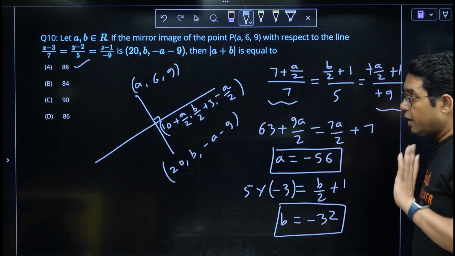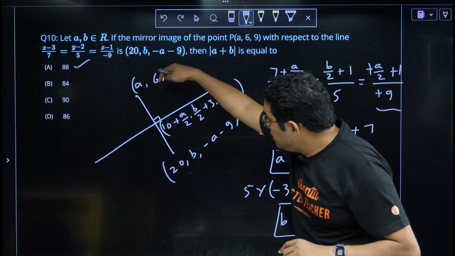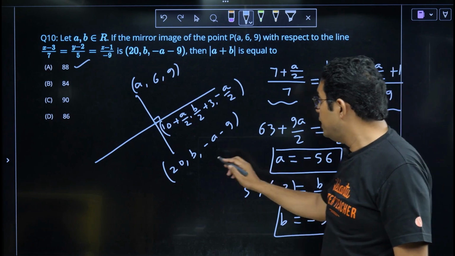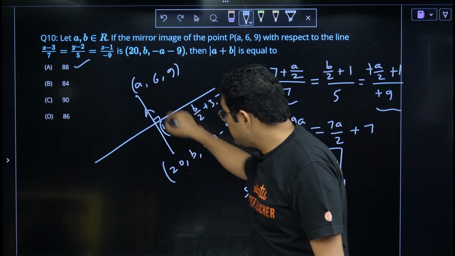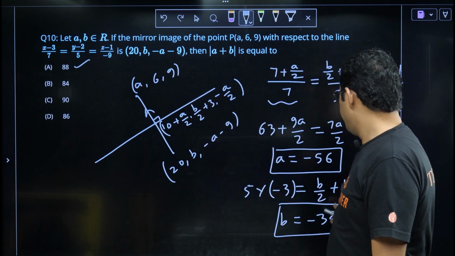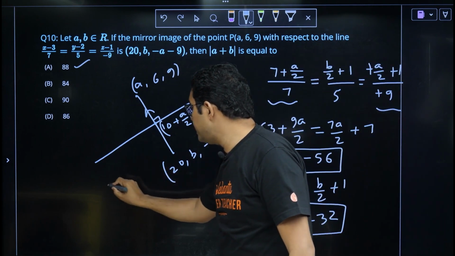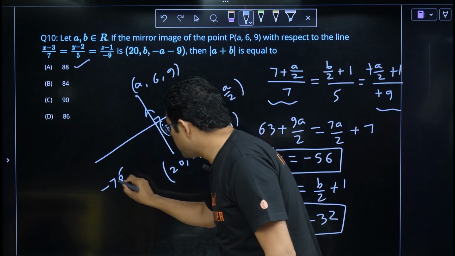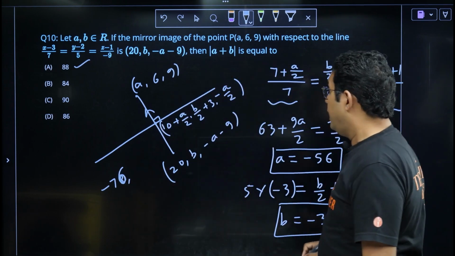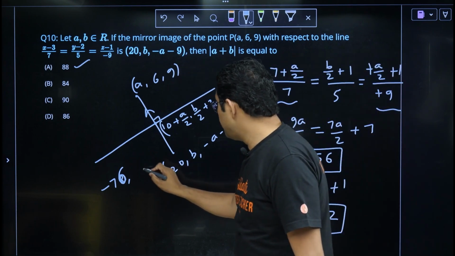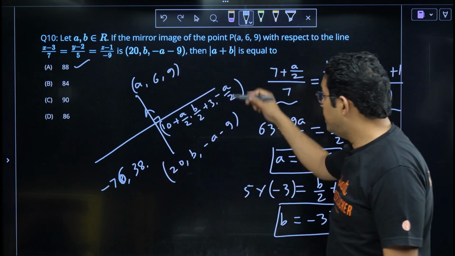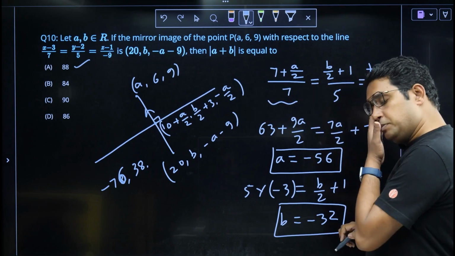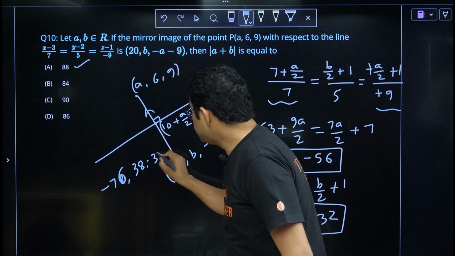Now one more thing. Here we have not used the fact that the line joining these 2 points is perpendicular to this line or not. But it should be, if this question is correct, let us check. If I take the direction ratio of this line joining these 2, so A minus 20, so A is minus 56, minus 20, so it will be minus 76. Okay. And likewise 6 minus B, so it will be 6 plus 32, that is 38. And 9 minus this thing, so it will be 18 plus A. So 18 plus A is how much? I think 38 again. Minus 38 actually.